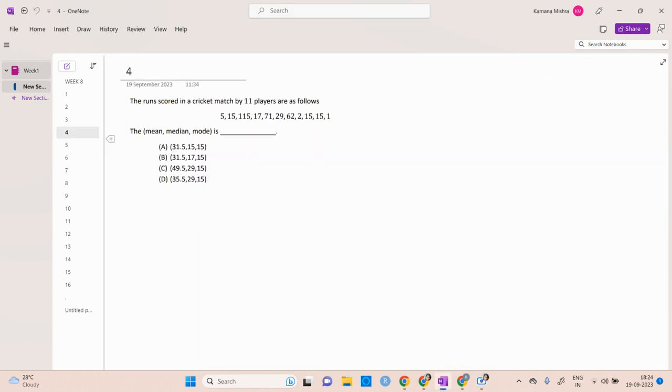So next one is, again we have some runs scored in a cricket match, for the 11 players, and then we want to find its mean, median, and mode. Now the other thing about the mode is that mean and median will be one value, okay, but modes can be more than one, because let's say 15 is repeated three times and 17 is also repeated three times, so mode can be more than one. And then what we say is that this is bimodal data or trimodal data.